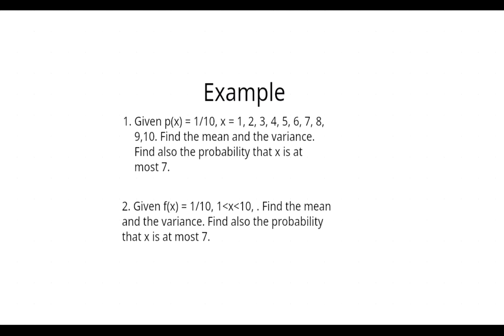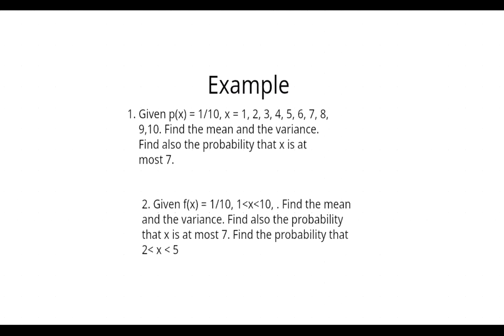All right, so we may still find the probability that X is at most 7, but let me add one more thing. Find the probability that 2 is less than X is less than 5. So we may find this probability also, and in that case, we may proceed. Now, the first example, I would like to cut this one off and take it to another slide or page.